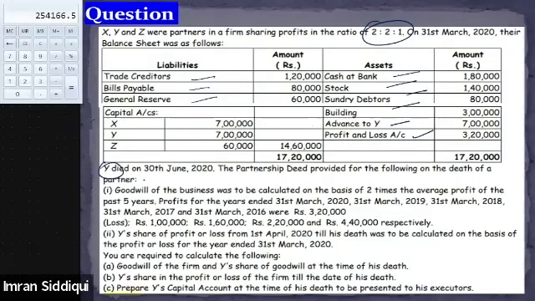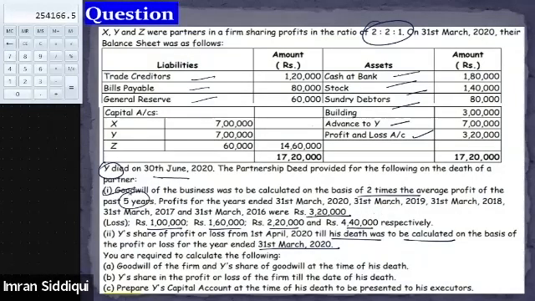Okay. Y died on 30th of June. The partnership deed provides for the following. Goodwill has to be valued at 2 times the average profit of the past 5 years. Past 5 years' profit must be there in the question. So in the year 2016 we made a profit of 320, then a loss of 1 lakh, 160, 220, 440. Y's share of profit or loss from 1st of April till his death was to be calculated on the basis of the profit or loss for the year ended 31st of March 2020. 2020's profit has to be taken into consideration.